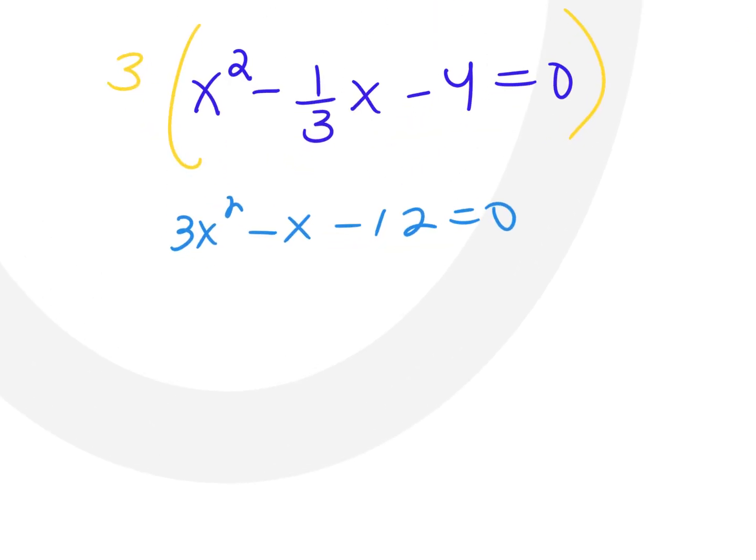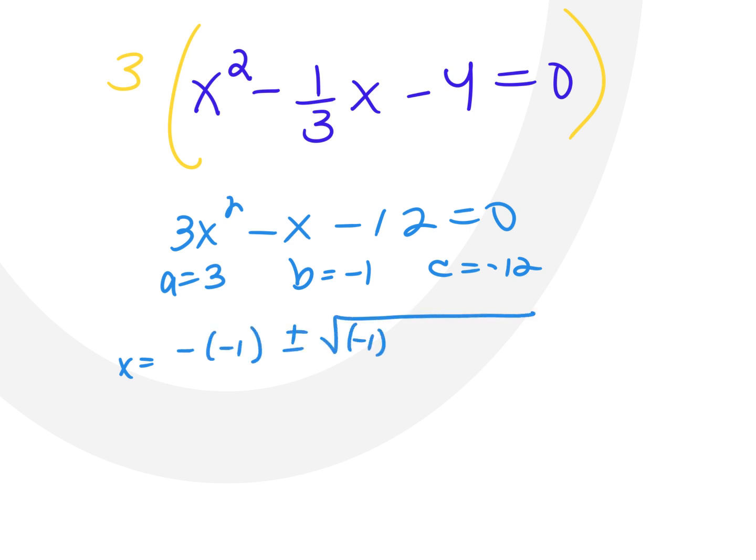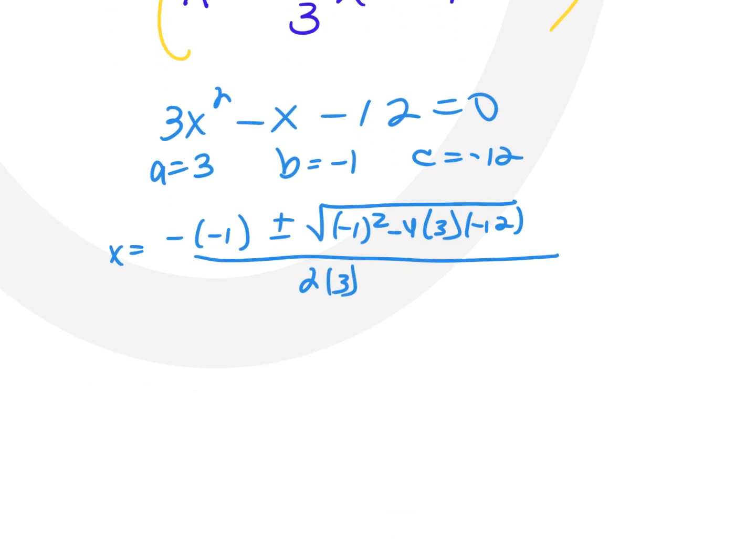So now can you identify your A, B, and C terms? Yes. A is 3, B is -1, and C is -12. Write that out so you don't forget a negative sign somewhere. And then when we fill in, I have negative b. So -1 plus or minus the square root of -1 squared minus 4 times 3 times -12, all over 2 times 3.